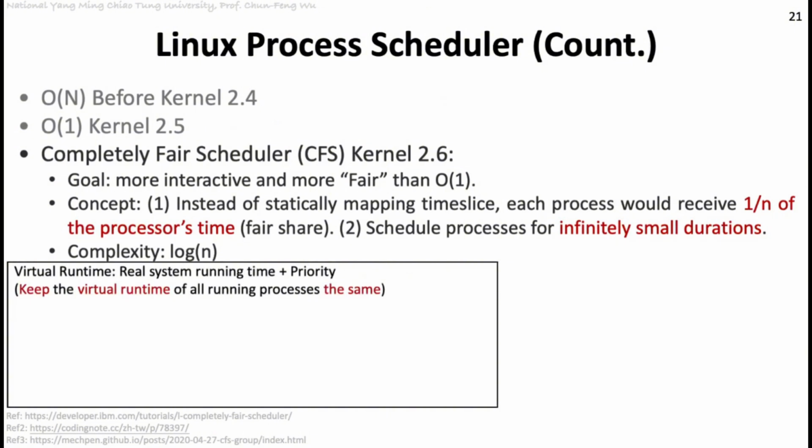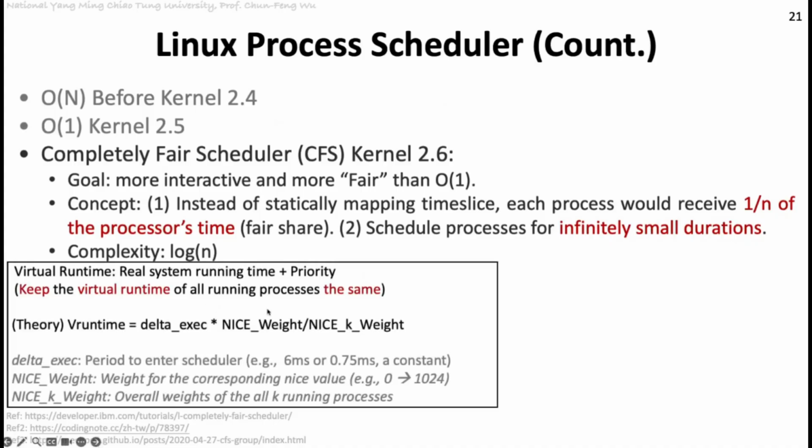So we need to first define one thing called virtual runtime. Virtual runtime is the real system runtime plus priority. Okay. So we're going to keep the virtual runtime of all running processes the same. Here is the calculation: virtual runtime equals delta execution times nice weight over nice k weight. So it is quite complex.